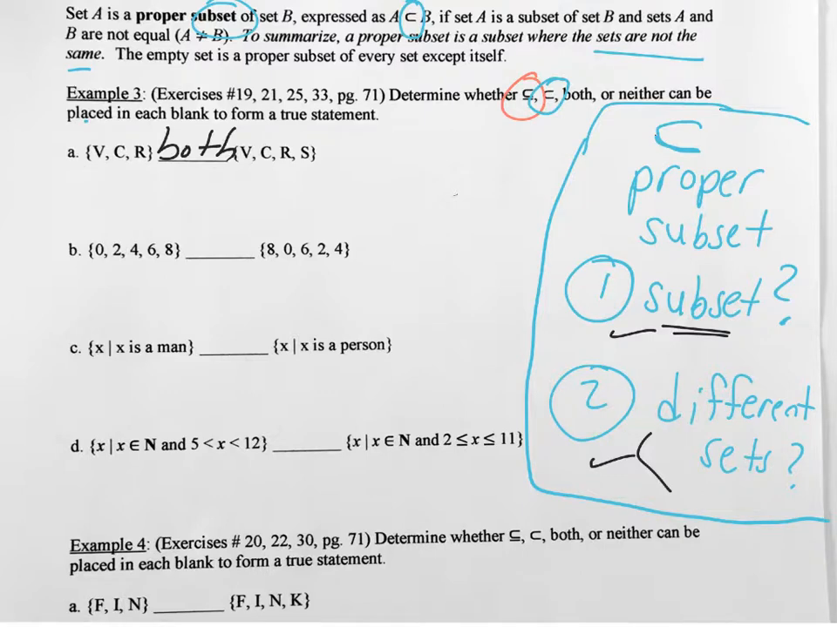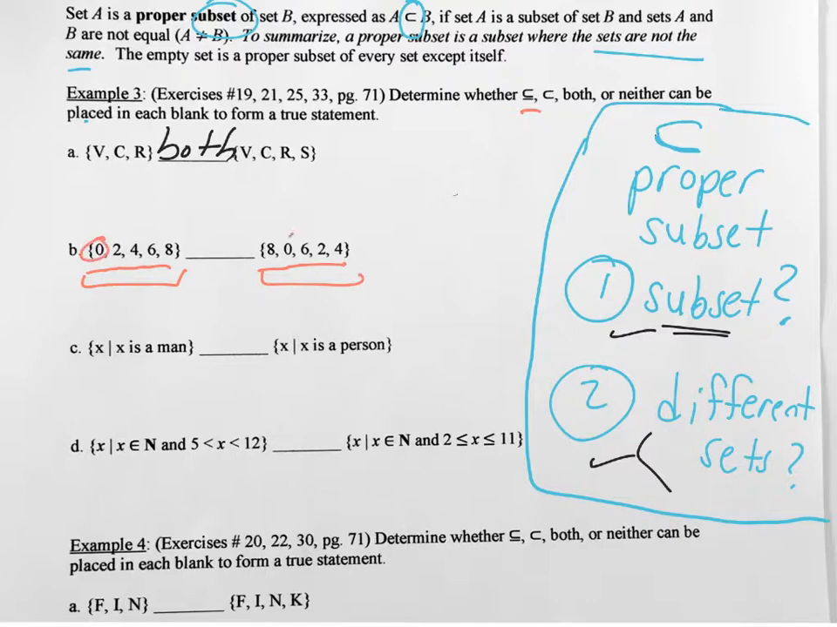All right, let's try a few more of these. Taking a look at B, the set of 0, 2, 4, 6, 8 is on the left. On the right, the set of 8, 0, 6, 2, 4. Let's start with the easier one, which is just a normal subset to begin. So, is everything you see in the set on the left somewhere within the set on the right?